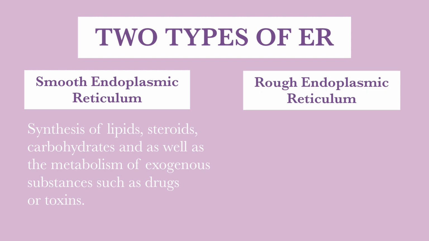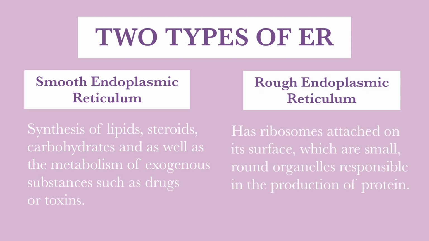Next, we have the rough endoplasmic reticulum. It has ribosomes attached to it, which are small, round organelles whose function is to make the proteins.